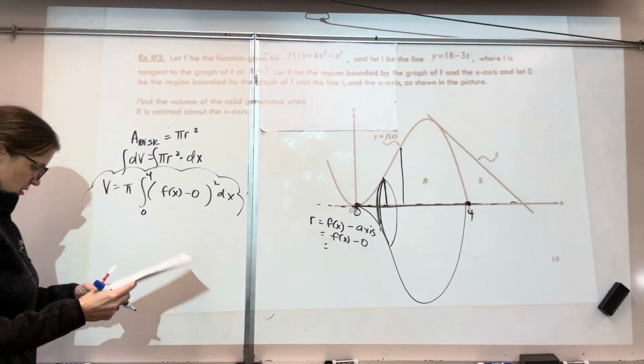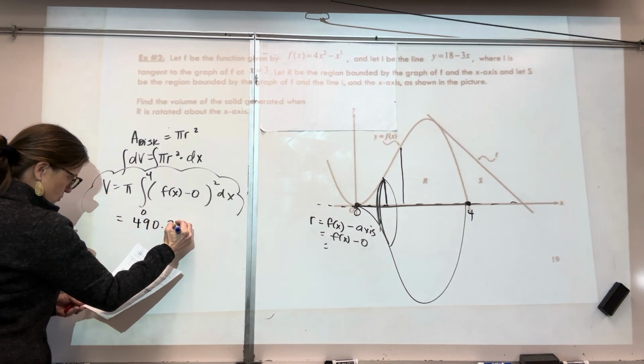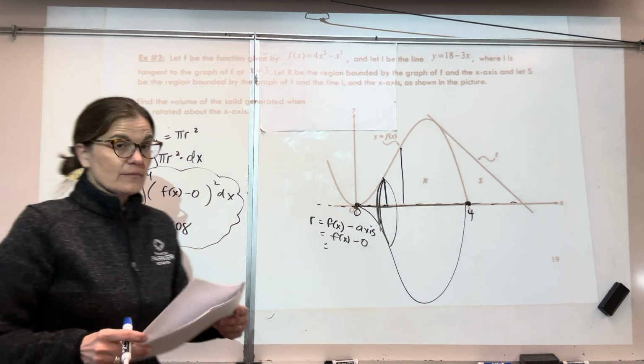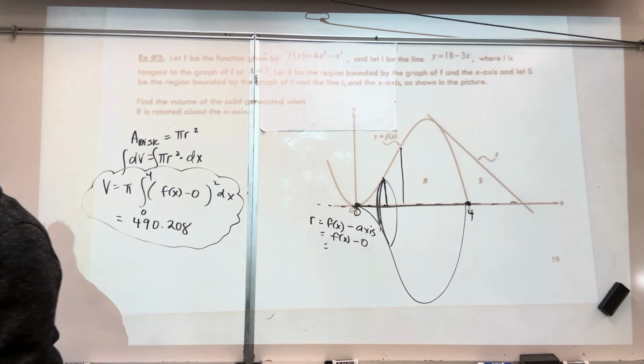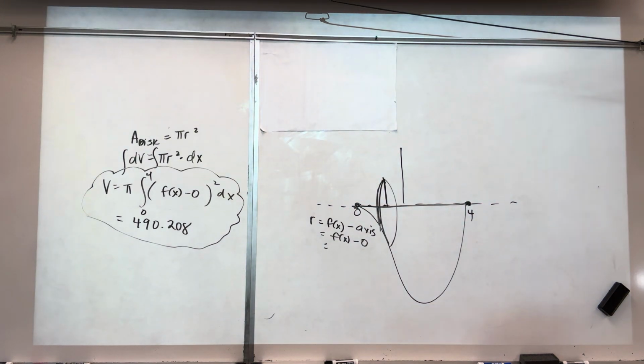Type that into your calculator, and we get a really large number, 490.208. All right, hopefully that makes sense. So far we've had lots of verticals. Guess what's coming up?